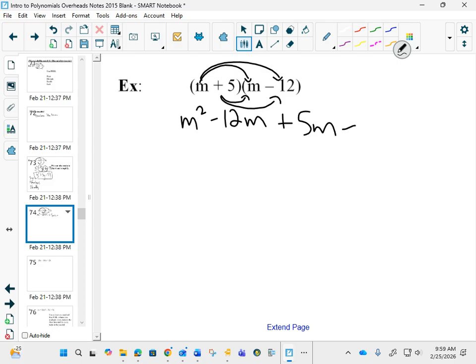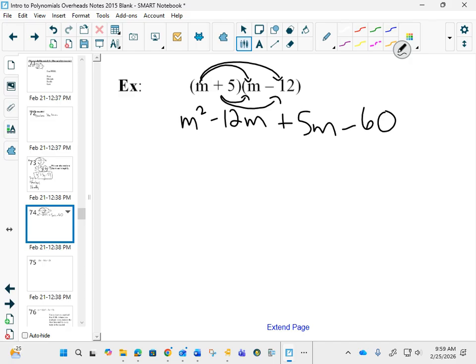What would be another way if I didn't know? 12, 24, 36. What would be an easy way of doing 12 times 5? Can I do 10 times 5? What's 10 times 5? And then 2 more groups of 5. Perfect.